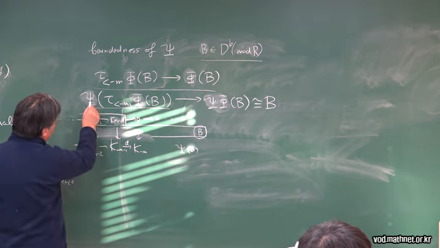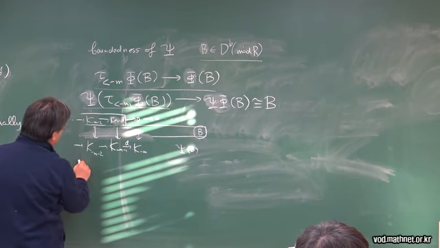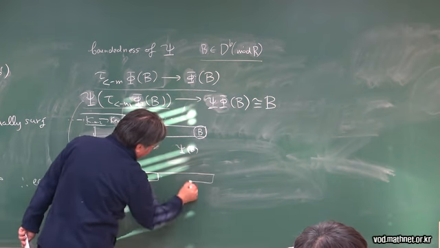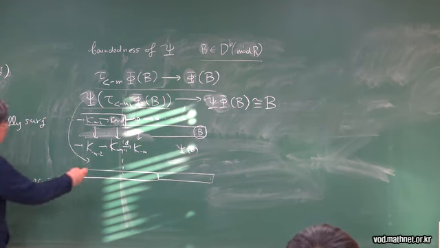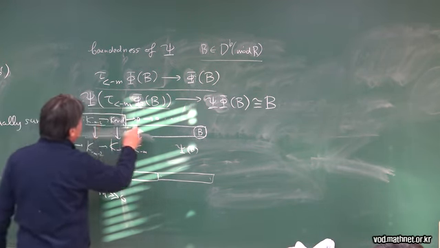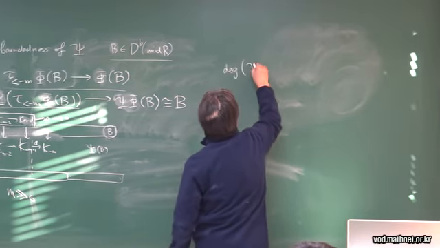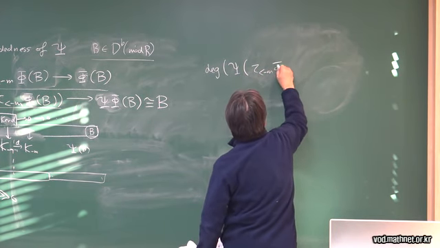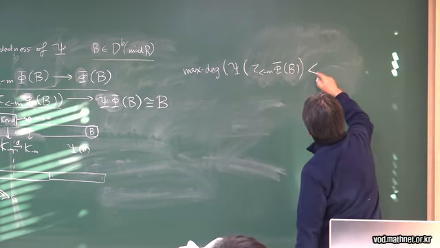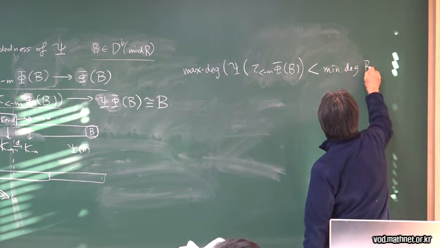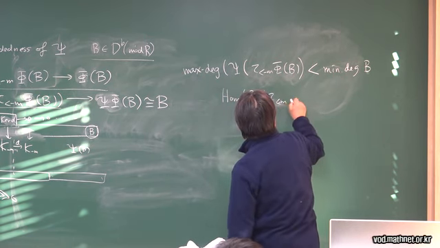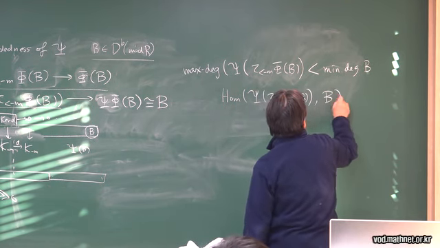So even if this may increase the degree, it is not sufficiently high to reach b. And if I take m sufficiently big, then the maximum degree of psi of tau phi b is strictly smaller than the minimal degree of b. So they are separated. And in this case, Hom from psi tau minus m phi b to b is 0.